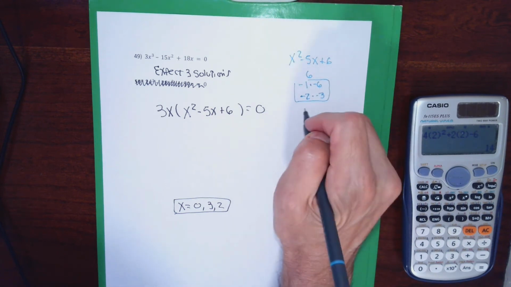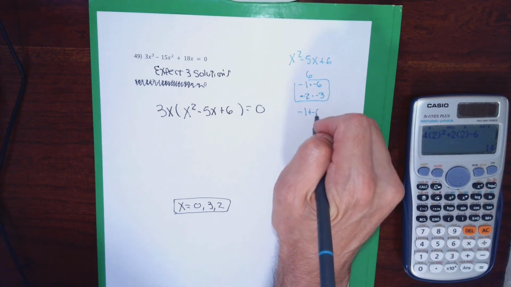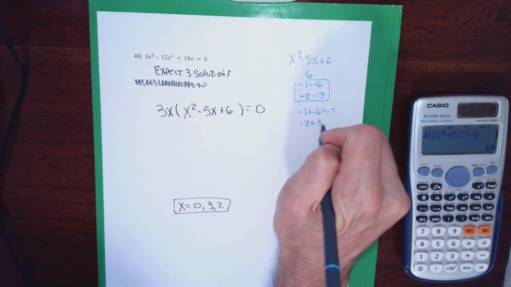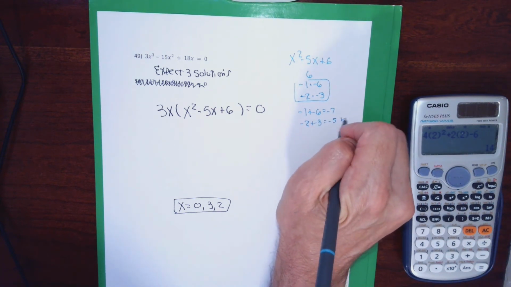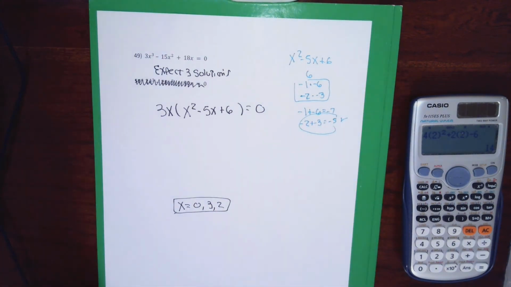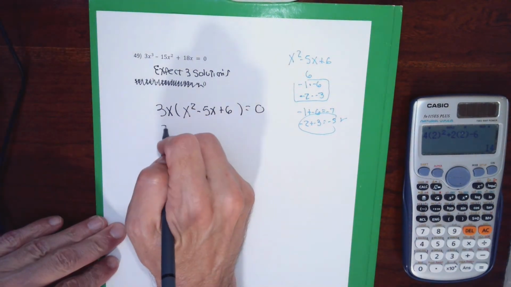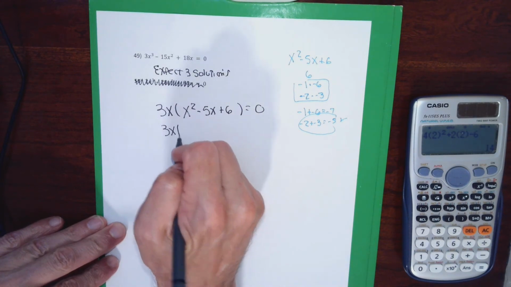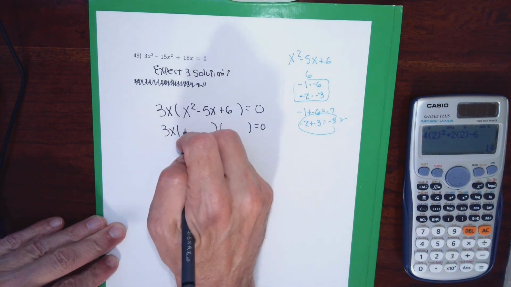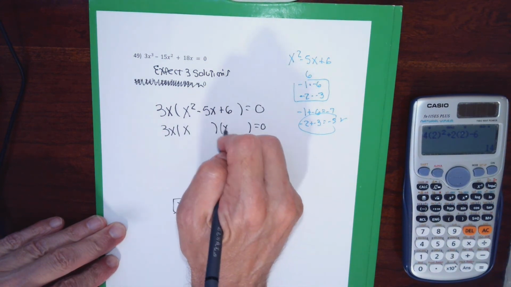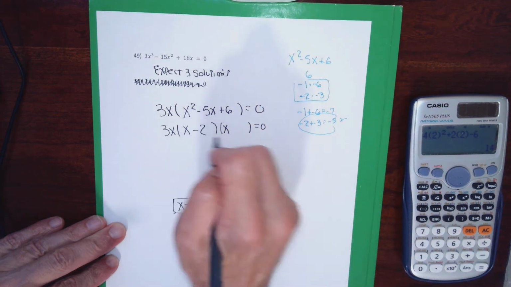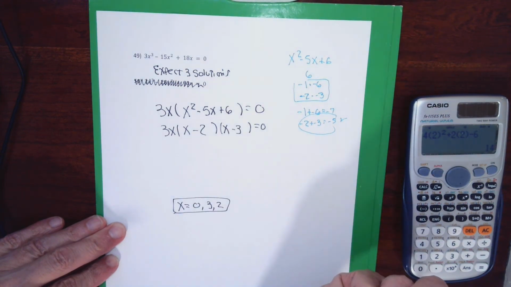I'm going to add them. Negative 1 plus negative 6 adds to negative 7. Negative 2 plus negative 3 adds to negative 5. That negative 2 and negative 3 are going to round out my parentheses. So I can fill in the double parentheses here by splitting the x squared evenly between the x's in the parentheses, and then put a minus 2 in one parentheses, a minus 3 in the other.